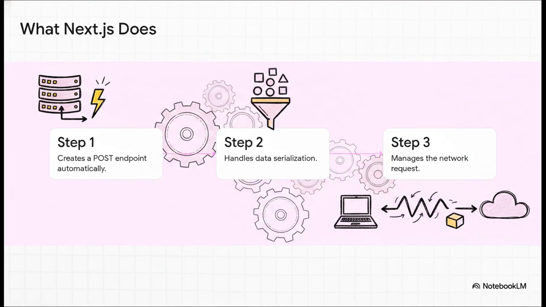You're probably wondering, okay, but what's happening under the hood here? Well, when you create a server action, Next.js is doing three really key things for you, completely automatically. One, it spins up a POST endpoint behind the scenes. Two, it takes care of serializing your form data. And three, it manages the entire network request from the client to the server. It's a huge workload, and it's just abstracted away.